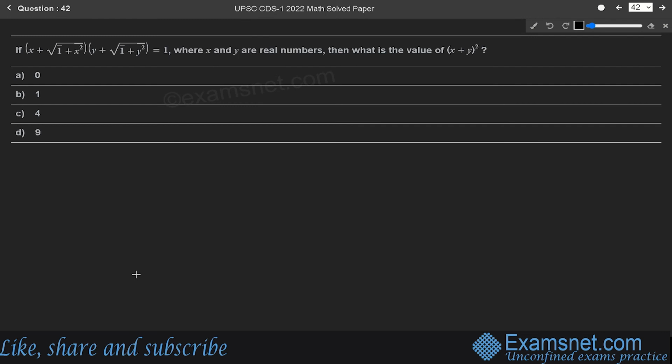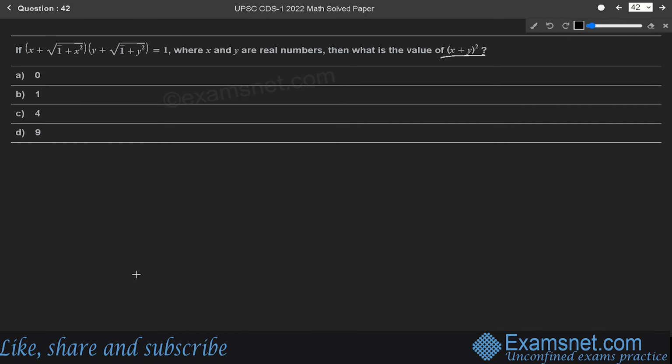Next question is, if (x + √(1 + x²)) into (y + √(1 + y²)) is equal to 1, where x and y are real numbers, then what is the value of (x + y)²? See, we are talking about (x + y)².